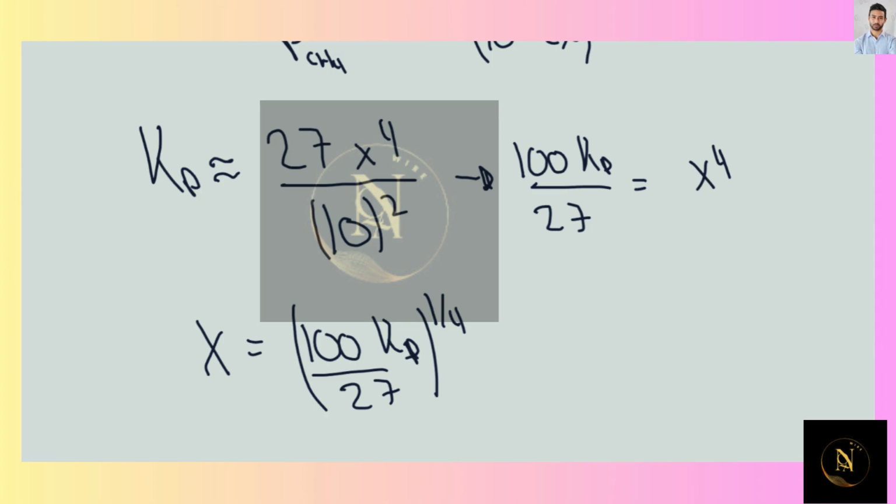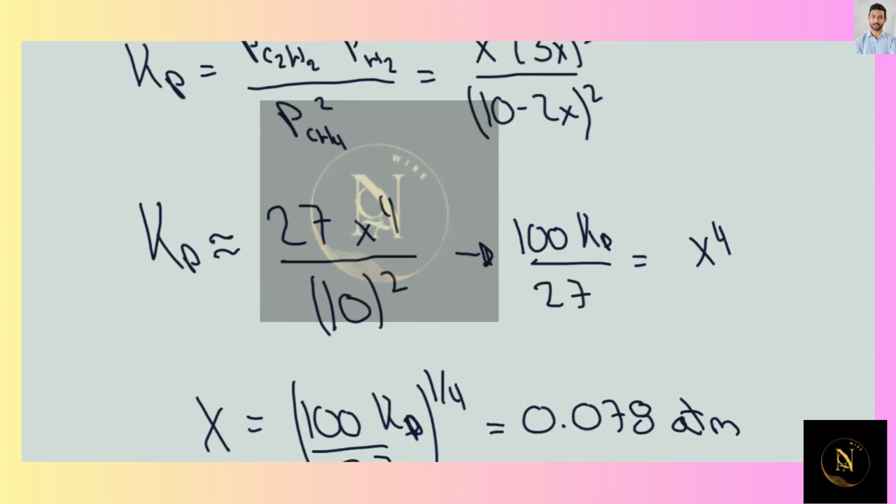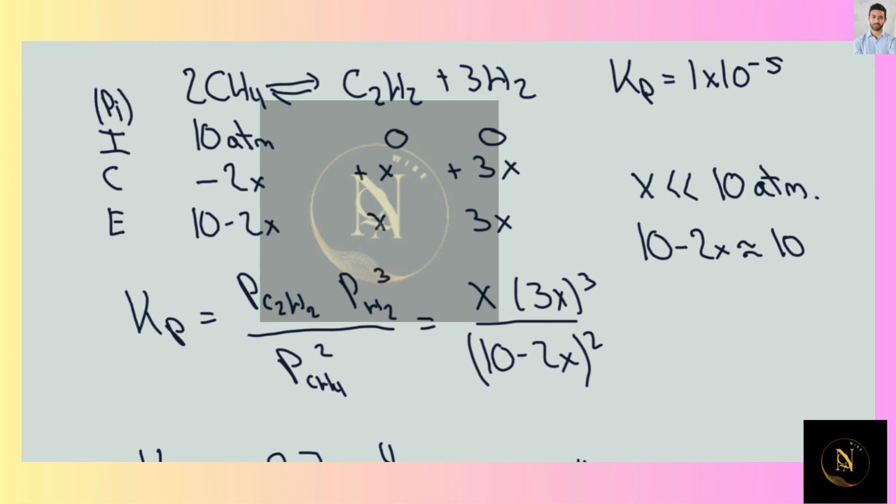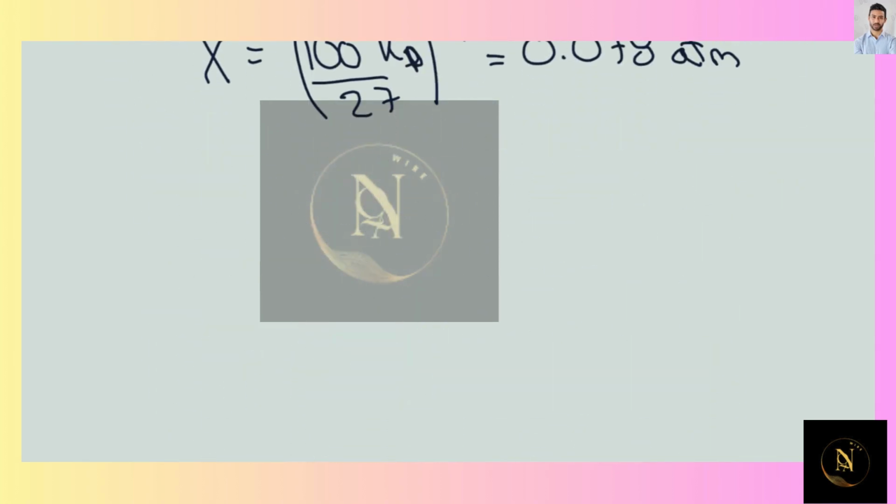Replacing the value for Kp, which was 1 times 10 to the minus 5, we get a value of x equal to 0.078 atmospheres. Now let's verify what this value of x means. x is going to be the pressure of C2H2 directly. So the pressure of C2H2 at equilibrium is going to be equal to 0.078 atmospheres.